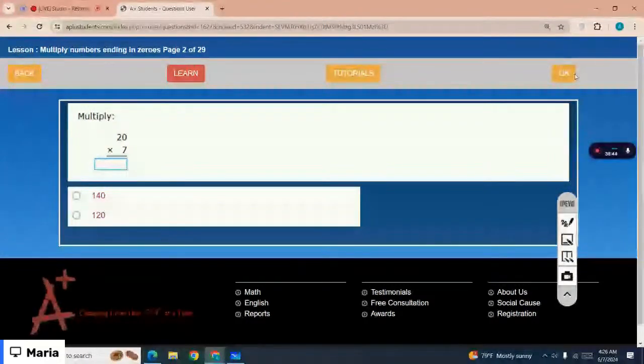20 times 7 is 140. The correct option is 140. 20 times 7 is, yes, 140. Option number 1 is the correct option.